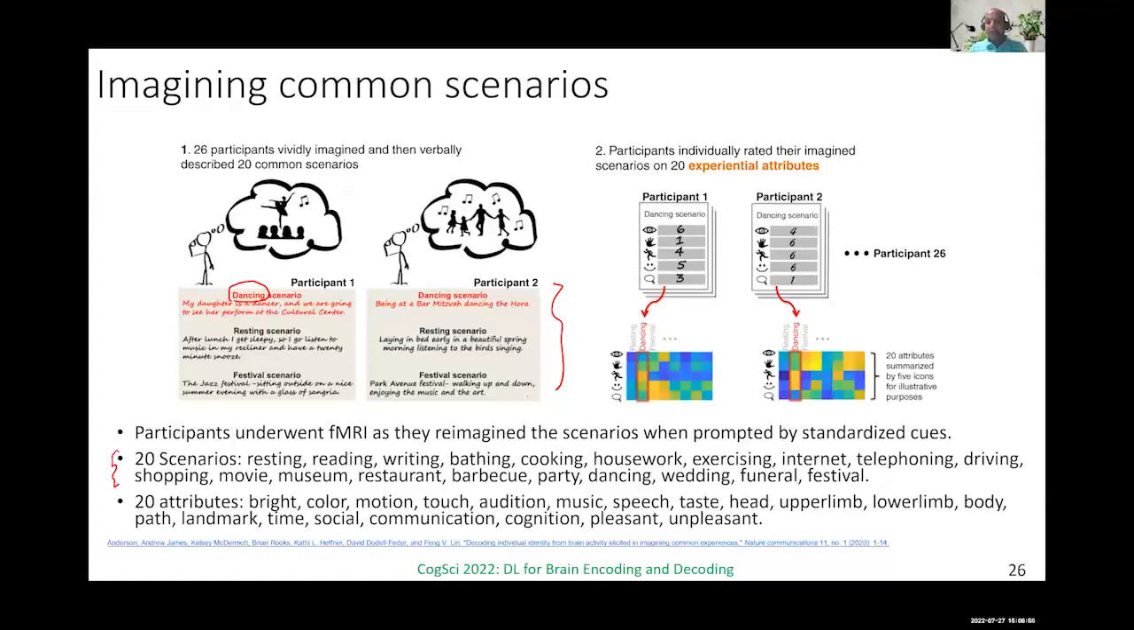Another participant could come up with something else. Participants were also asked to rate their imagined scenarios on 20 different experiential attributes, right? These are the attributes. In their scenario, how much were these attributes linked or related? That's what they were asked to rate, and participants came up with various kinds of ratings. Those ratings can be used as features to come up with better encoding and decoding.